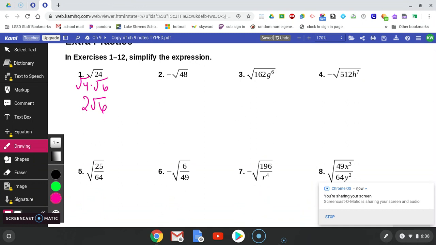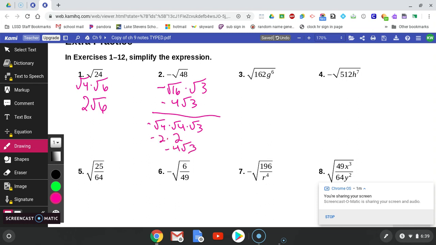On number 2, with negative square root of 48, I keep the negative out in front, and I can break that down into the square root of 16 and the square root of 3, which gives me a negative 4 and a square root of 3. If you broke it down into smaller numbers, so for example, the square root of 4 times the square root of 4 times the square root of 3, you'll get a 2 times 2, which still gives you the same thing. So even if you're breaking them apart in a different manner than I am on the first step, that's okay.